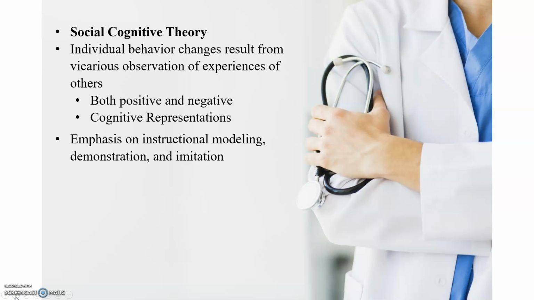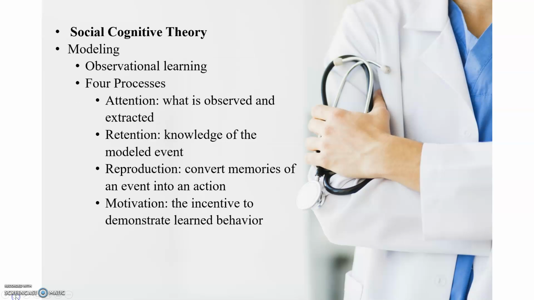In this framework, individual behavior changes result from vicarious observation of experiences of others, both positive and negative. Cognitive representations of these observations are then used to mediate behavior, such as anticipating the consequences of a response. In social cognitive theory, there is an emphasis on instructional modeling, demonstration, and imitation. Modeling refers to observational learning, which is more than just imitating behavior. Modeling is a psychological matching consisting of 4 processes.